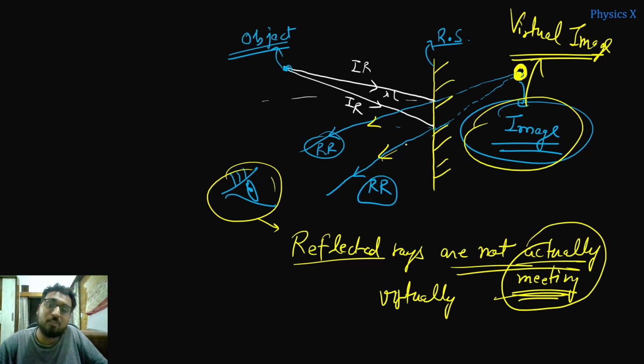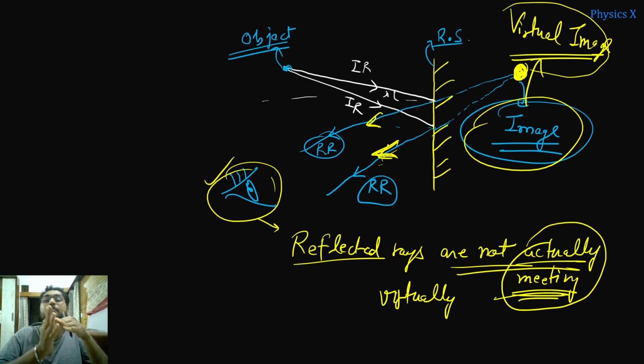It appears to our eyes that these reflected rays are coming from this point, which in reality is not the case. These rays are not meeting in real. So that is why this image is observed by the eye, but these rays only appear to be meeting at a point. These rays appear to come from this point, and that is why we call this a virtual image. Okay. Suppose these reflected rays meet actually.